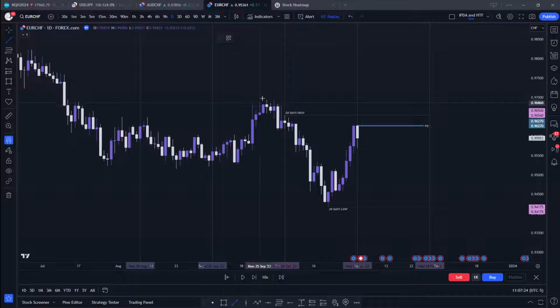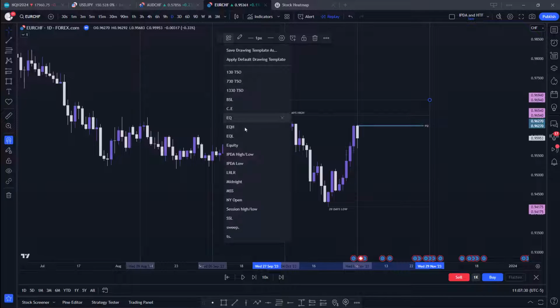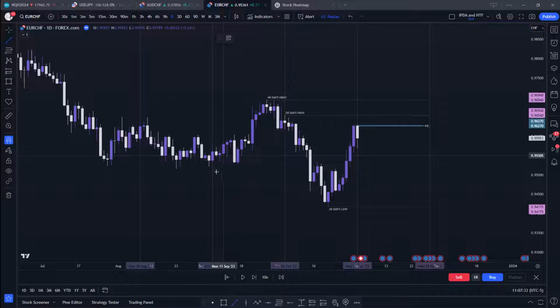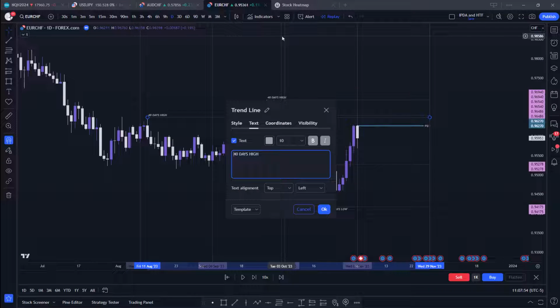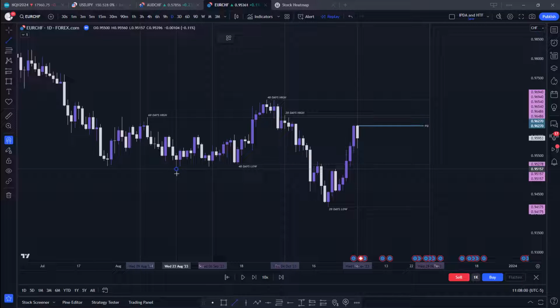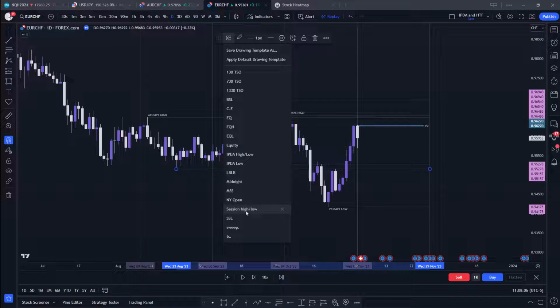The next thing I do is for the 40 days. We can also agree that that's the highest point over there. That's the 40 days high, and this is the 40 days low right there, the lowest point of our 40 days low. Let's do the same with the 60 days high. Draw it out in time. And our 60 days low right there.